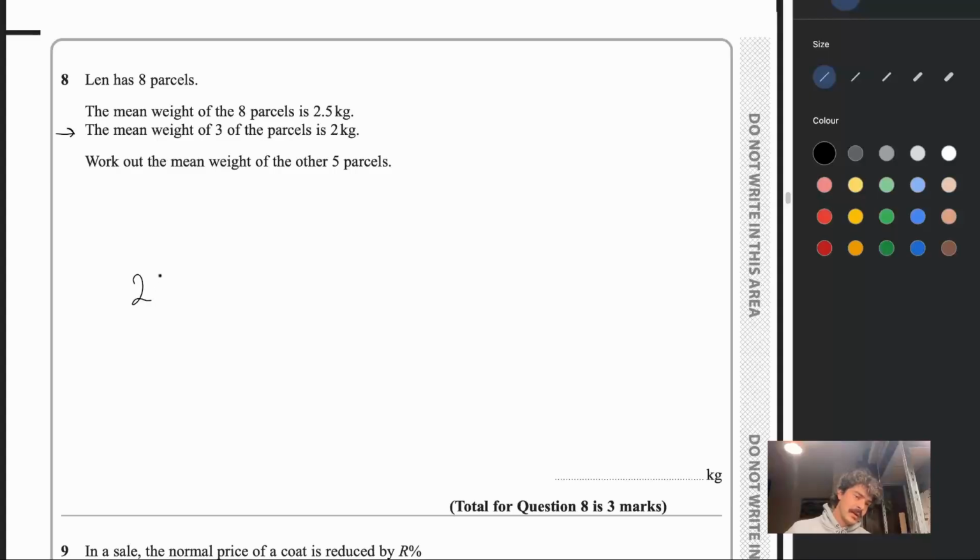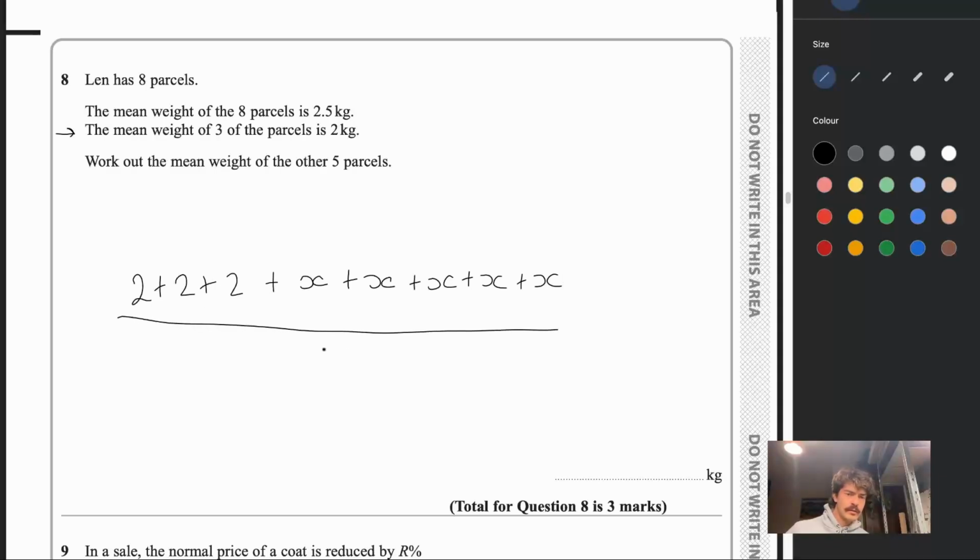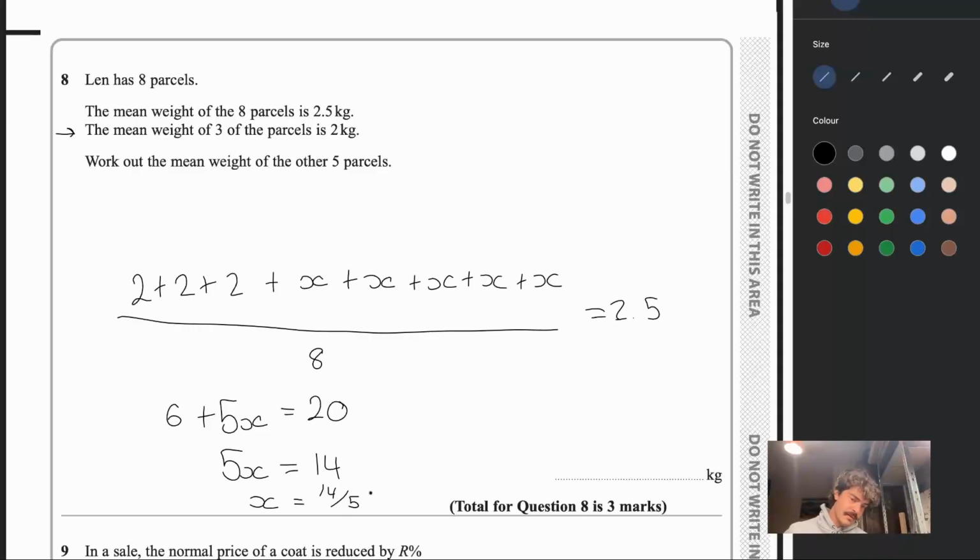Okay, so we're going to say that 2 plus 2 plus 2, plus all of these mystery weights, let's just call them x for now, all divided by 8 is going to be equal to 2.5. Now this is interesting, because all of a sudden this just becomes a rearranging question. Multiply by the 8 and simplify, and we're left with 6 plus 5x equal to 20. Hopefully starting to spot that this is quite a nice rearranging now. 5x equals 14, and x is equal to 14 over 5. And that will give us the mean value of each.